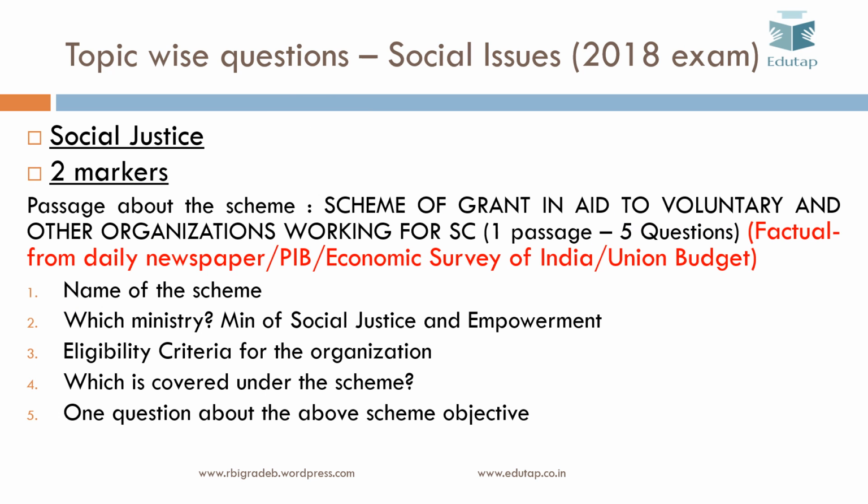Moving on from social justice, there was also a 2 marker question, like a paragraph on which you had 5 questions, each carrying 2 marks. This was about the scheme of grant-in-aid to voluntary and other organizations working for scheduled castes, SC. You can see the name of the scheme, which ministry, and the eligibility criteria for the organization covered under the scheme.